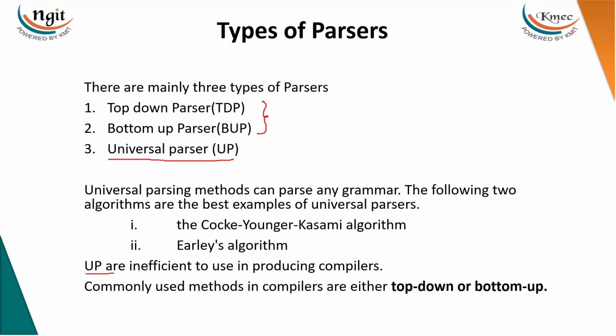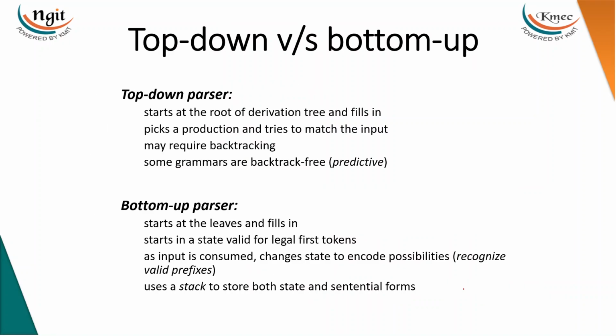How it works, we'll discuss with a simple example later in the sessions, right? But the commonly used methods in compilers are either the top down or bottom up approach. Even our complete unit is about top down or bottom up parsers. So what does it mean by top down approach and what does it mean by bottom up approach?